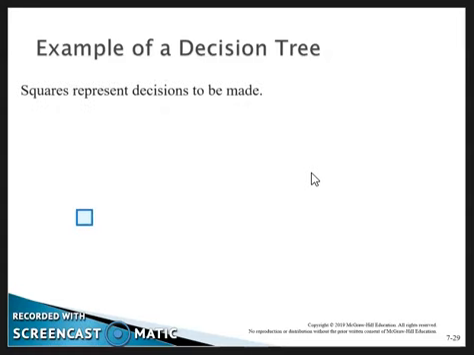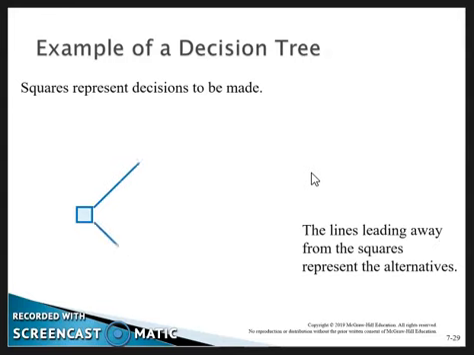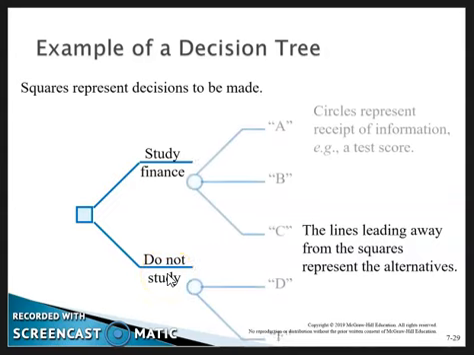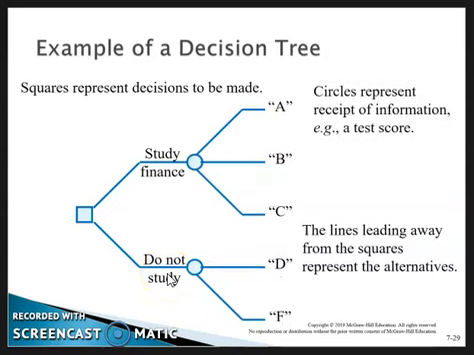So here's an example. Squares represent decisions made. The lines lead away, so you have different options. In this case, study finance or do not study. And then we have receipt of information, the circles, and then the different outcomes or decisions that result from moving away.